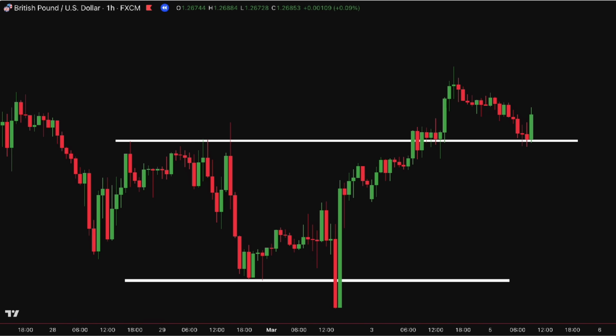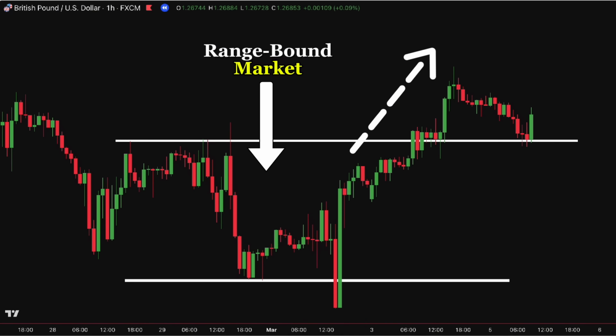Let's look at the second setup, the pullback after a breakout, starting with a breakout above resistance. In this case, the market was ranging, just like before, bouncing between support and resistance. Then it happens. Price breaks above resistance, and this time, it doesn't come back immediately. It closes strongly above the range. This is not a fakeout, it's a genuine breakout, and the smart move here is not to chase it.